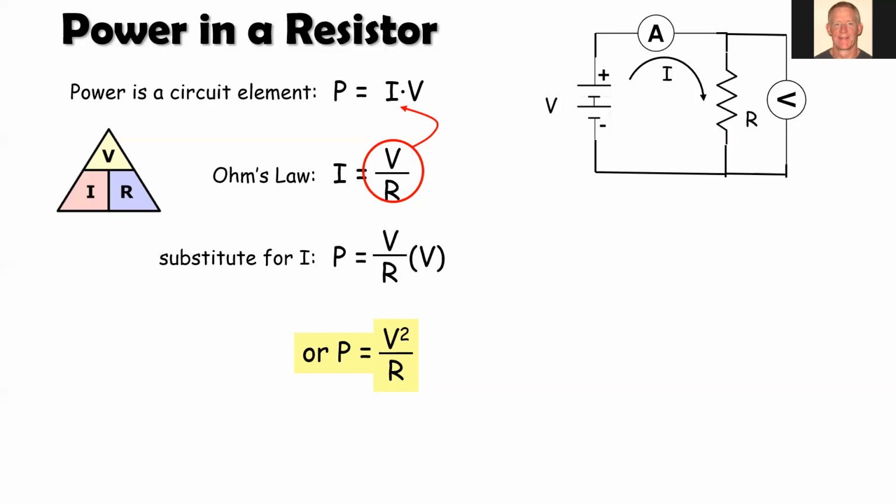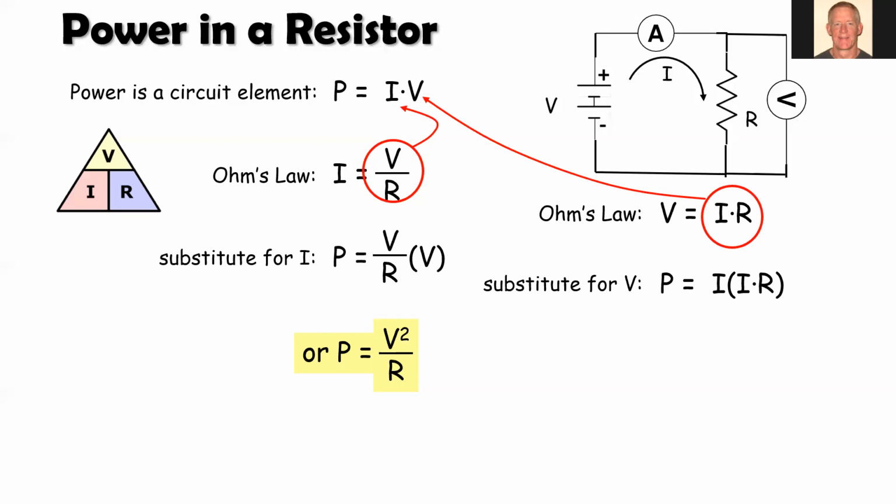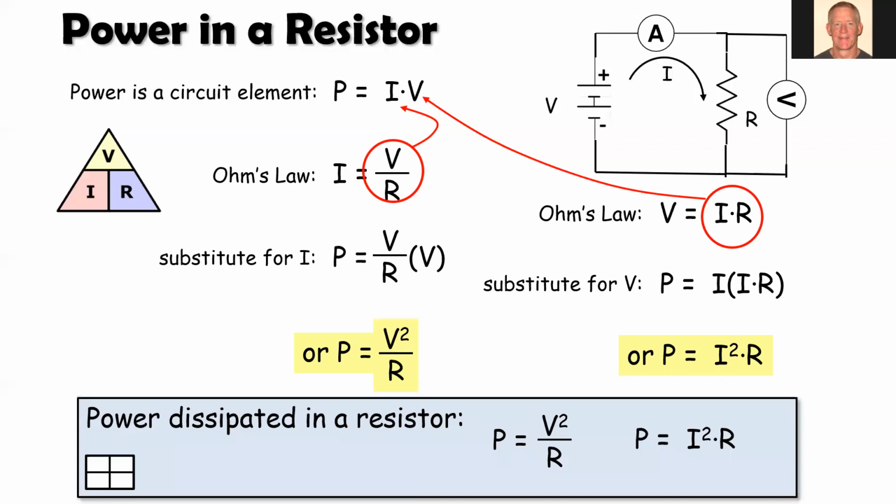Okay, so that's one way we could calculate the power in a resistor if we know the voltage across the resistor. Now, the other way we could do it is to substitute in current times resistance for voltage. So we would wind up with this expression. Power is equal to the current squared times the resistance. So if we know the current, we can use this formula to calculate the power in a resistor. So two forms, power dissipated in the resistor. We know the voltage across the resistor, V squared over R. If we know the current flowing through the resistor, I squared times R.